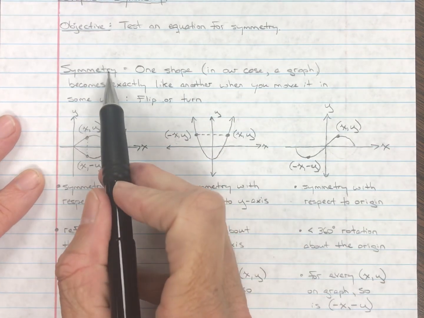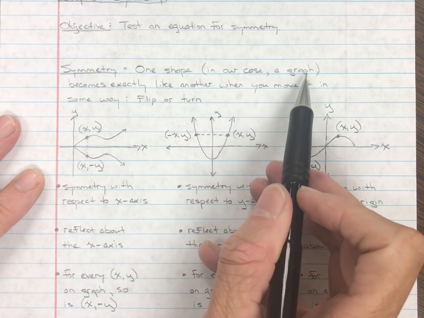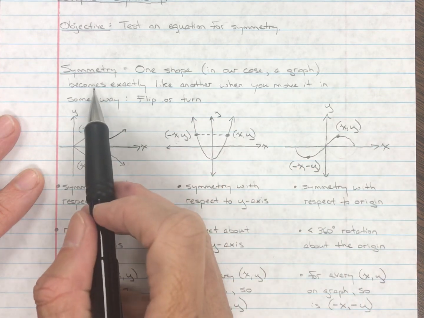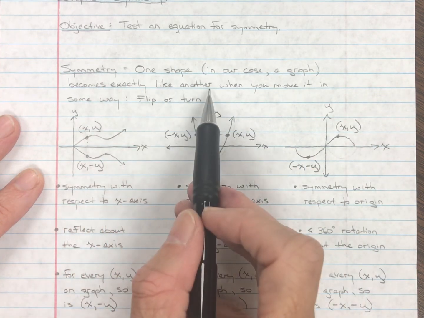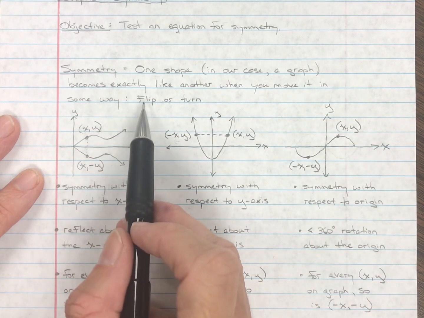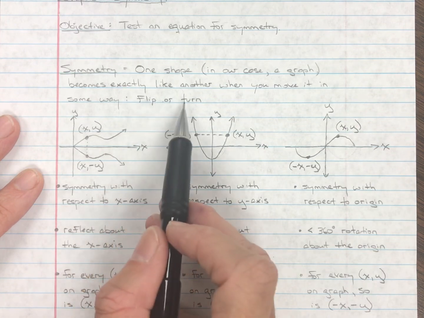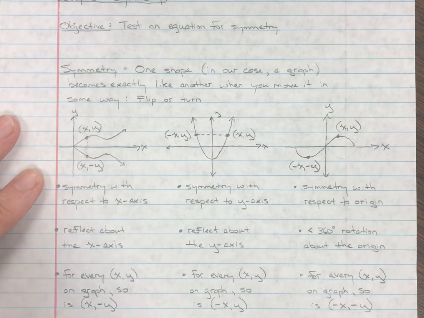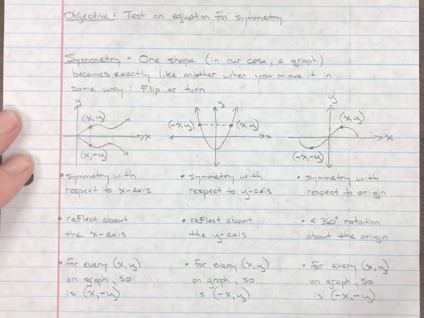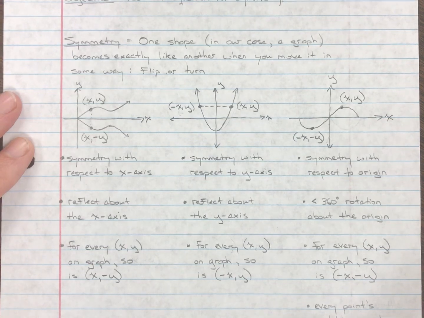Symmetry is simply one shape, in our case a graph, so a line or a curve, becoming exactly like another when you move it in some way. We're going to be flipping it over a line of reflection or turning it around about a point. These are our three situations that we're going to be dealing with.